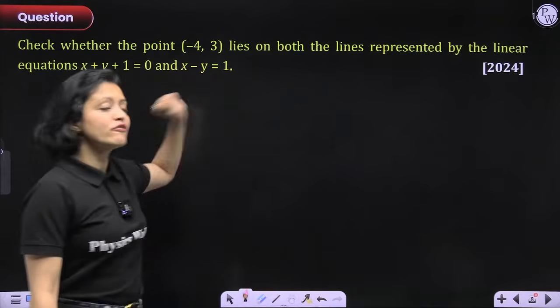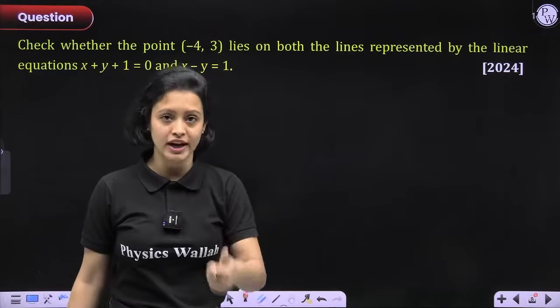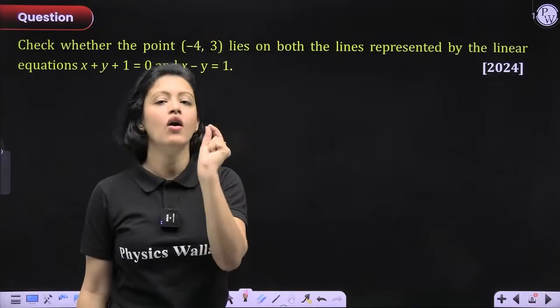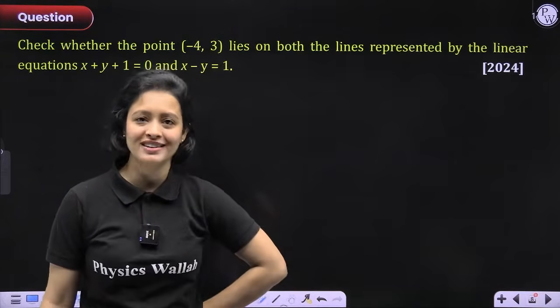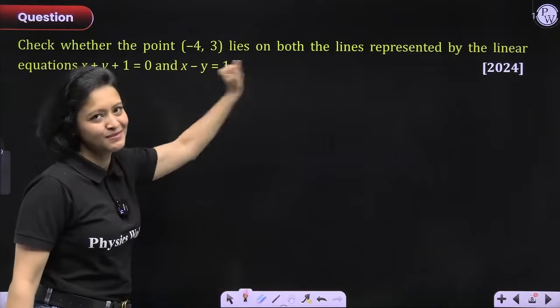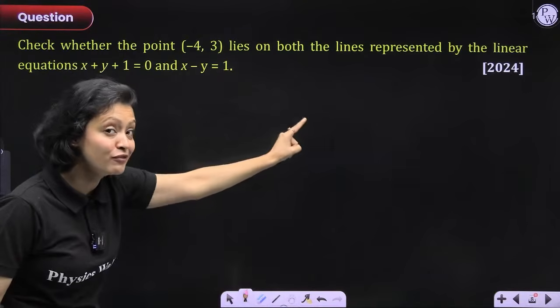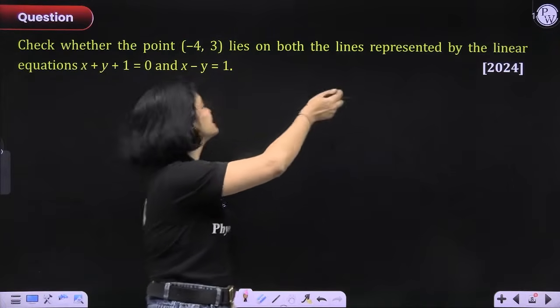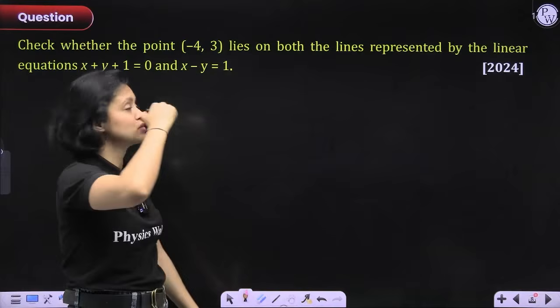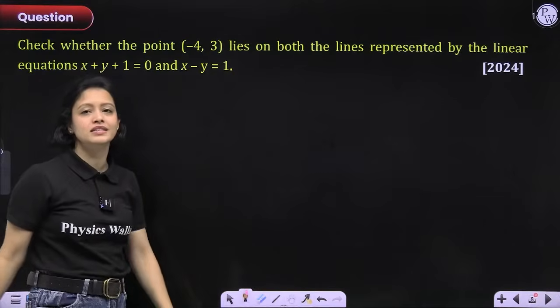Okay. So the first type of question is, you will just have to check whether the given coordinates, or given x comma y, is the solution of a pair of linear equations or not, right? So here's a similar type of question that was asked in 2024, guys. Check whether the point negative 4 comma 3 lies on both the lines represented by the linear equations x plus y plus 1 is equal to 0 and x minus y is equal to 1.